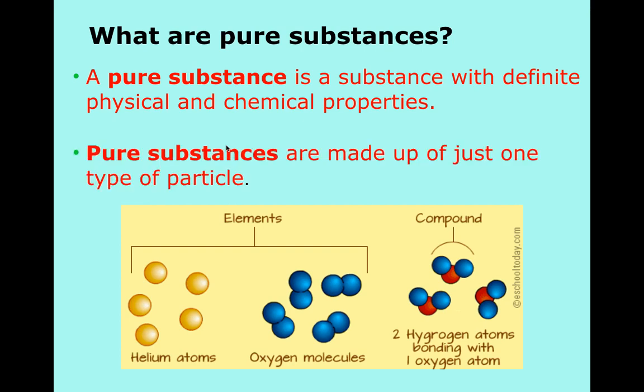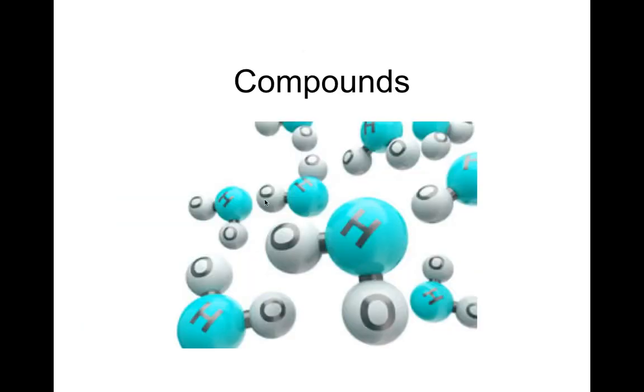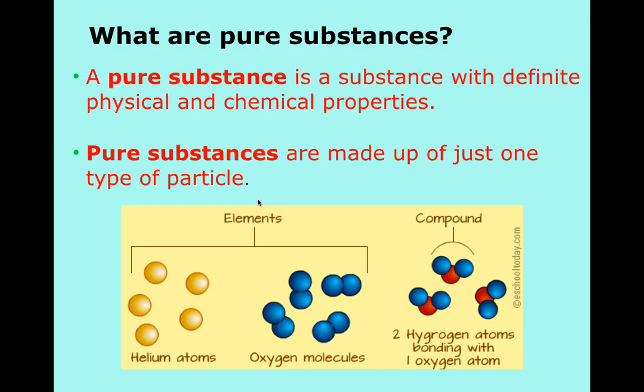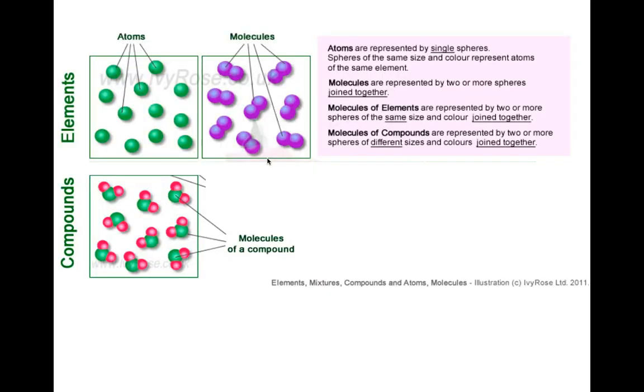Now, I think this bullet point is maybe even more important. A pure substance is made up of just one type of particle. So that's really important. So again, if we look at these pictures on the slide, we have helium atoms, oxygen molecules, and then I have a picture of a water molecule. I have red and blue together. How did they get together, and what does that mean? Sorry, I went backwards. There we go. All right.